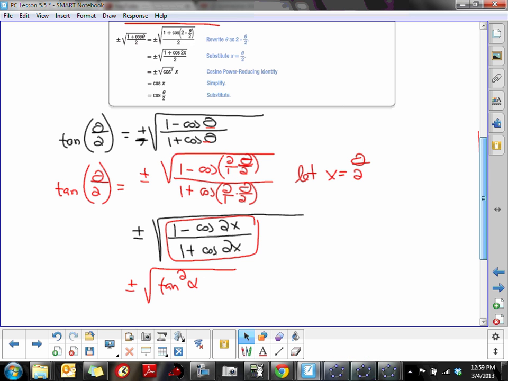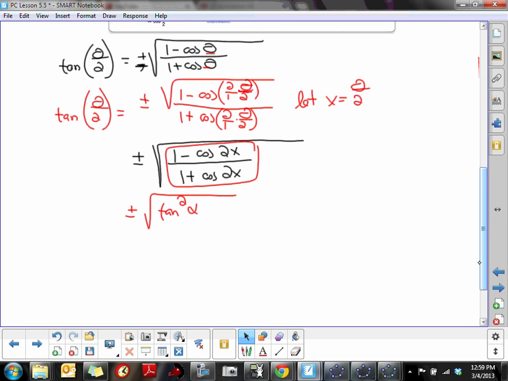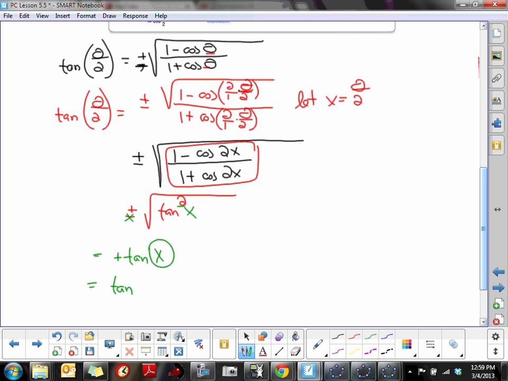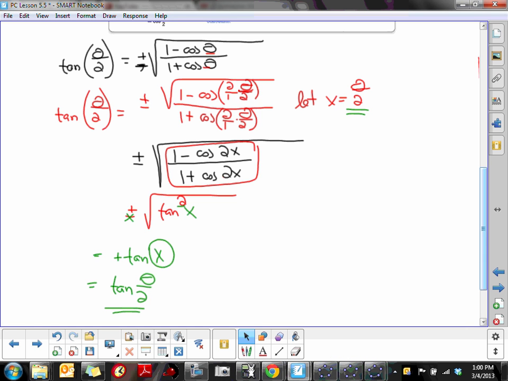And just as we had in the previous derivation, since it's squared, we don't have to worry about the negative, so it's only the positive tangent of x. I don't know why I came up with an alpha here, but tangent squared of x, and that'll be plus a tangent of x. And remember that x represented, now that I do this, I'm not sure if I did it last time, substitute back in theta halves. So it is equivalent to our tangent of theta halves.